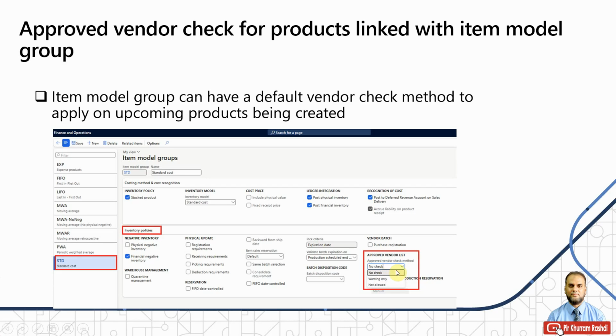Just keep in mind that the item model group has this setting, and once it is set, any new products which are created after this setting is applied will have the default value set on the item model group.